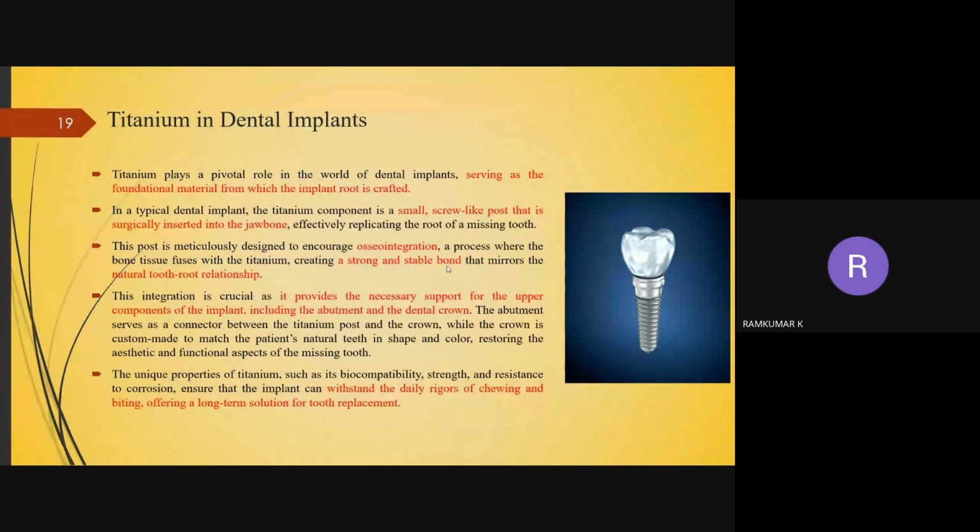So the next one is titanium used in dental implants. Here you can see the dental implant where the titanium is used. It serves as a foundation material into which the implant root is grafted. The screw-like post we can see at the bottom is inserted inside the jawbone. Since it has good osseointegration, it creates a strong and stable bond, and it acts as a natural tooth-root relationship. So it provides better support to the upper dental crown. It helps in withstanding a better load. For example, when we are chewing and biting, it can withstand better load.